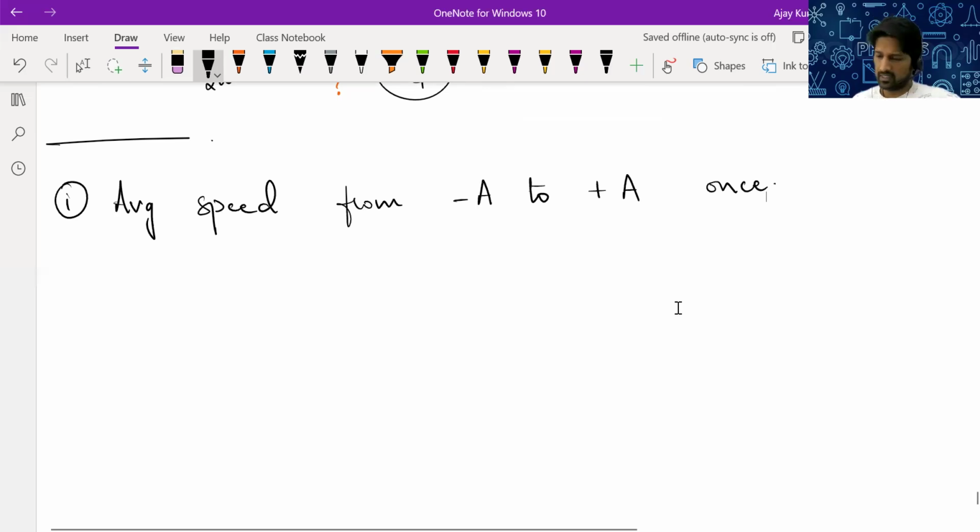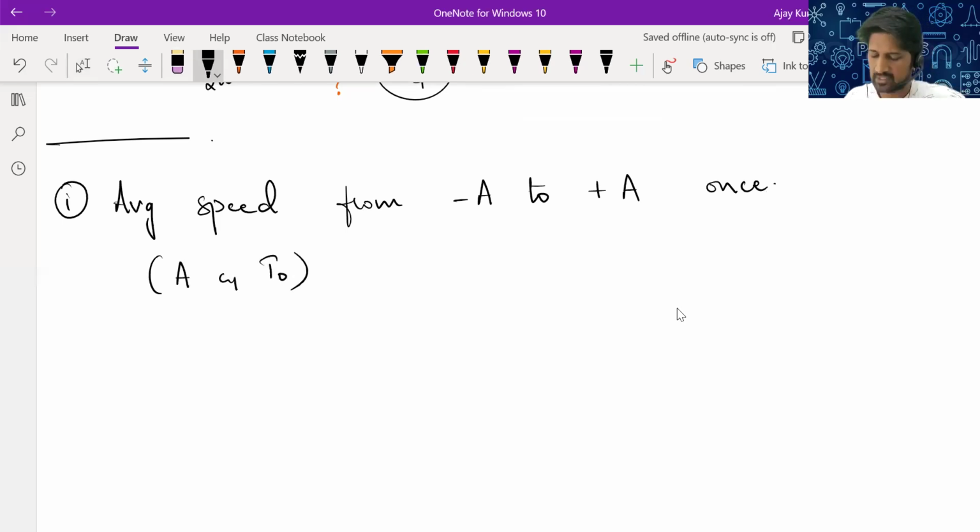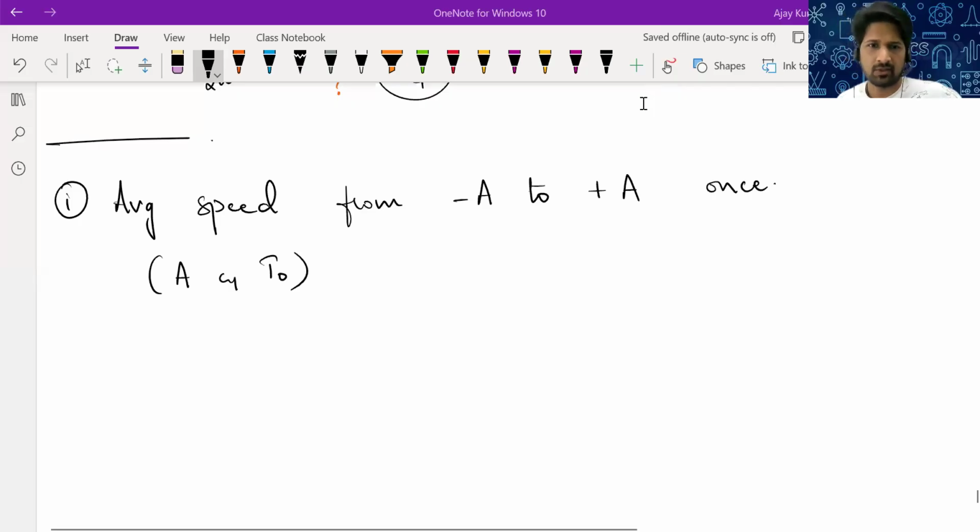Do this quickly. And I want the answer in terms of amplitude and time period. In terms of that, I want the answer. Okay. Think carefully and solve, both of you. Okay, I got one answer as 4a by T naught. That is correct only.